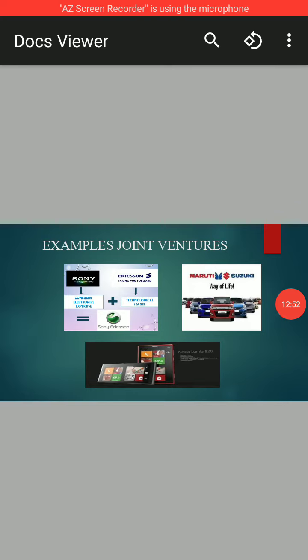Okay, the second type of alliance is joint venture. Joint venture involves two or more companies that share resources and expertise to achieve a particular goal. So for a joint venture, a new entity is formed. Okay, the difference between joint venture and alliances: in a joint venture, a new business is formed, like Fuji joint venture with Xerox and it became Fuji Xerox.